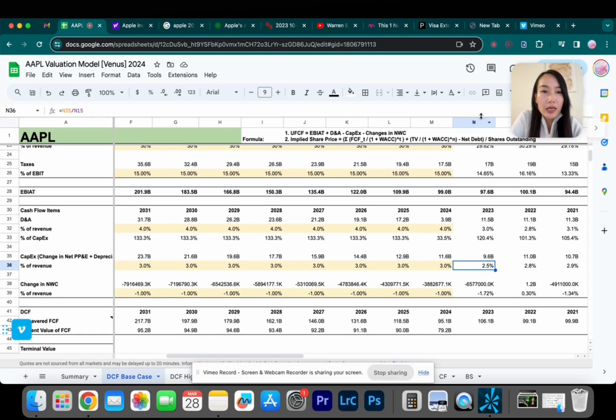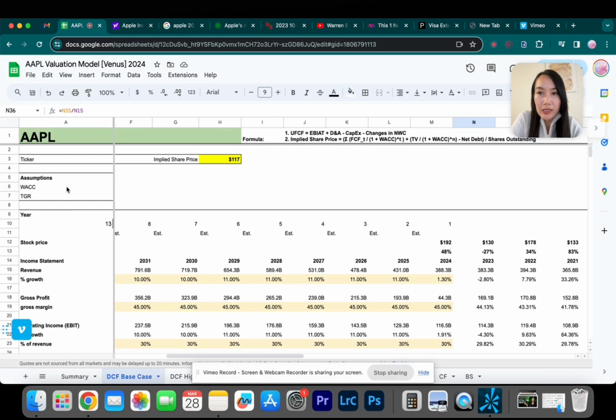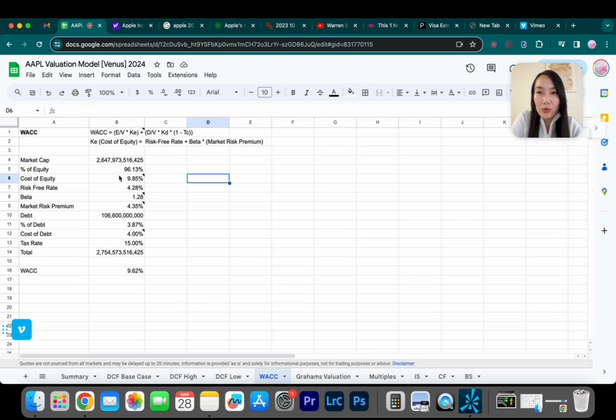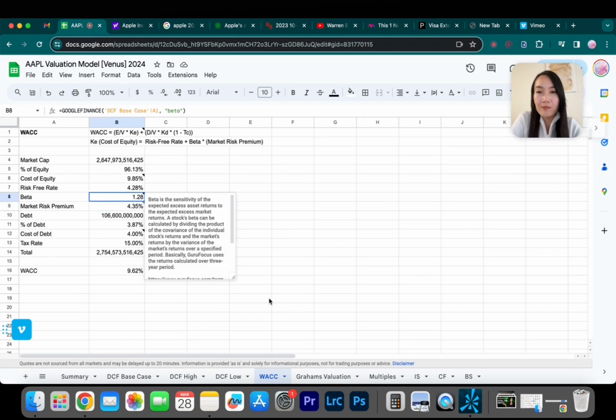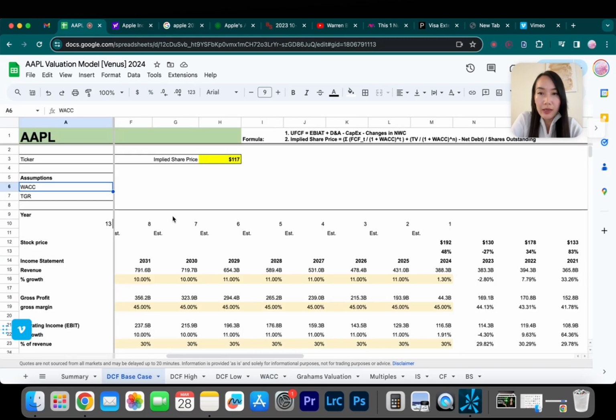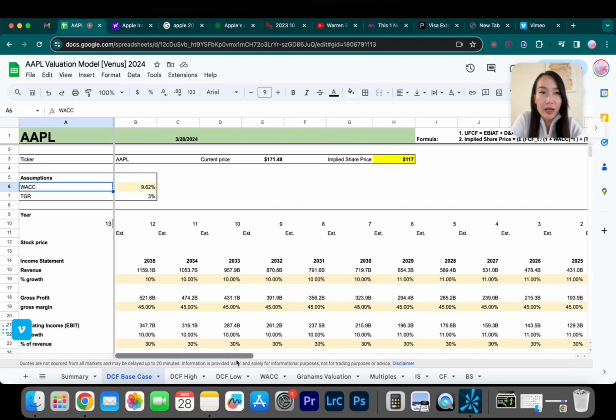And with all these modeling inputs, the last input I had is its WACC. And Apple has a relatively lower WACC, 9.6%. That's primarily because the beta is relatively low. And 9.6%, I think, is still on the conservative side, but I feel comfortable with the number. So with all these modeling inputs, the implied intrinsic value of Apple is $117. And compared to its current share price, $171, you can see there is a fair amount of gap there.